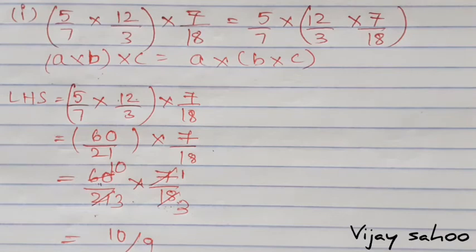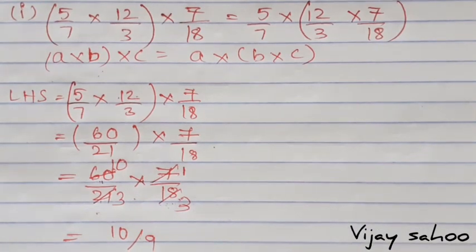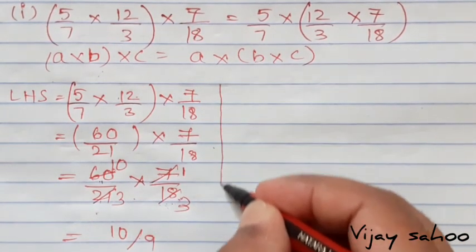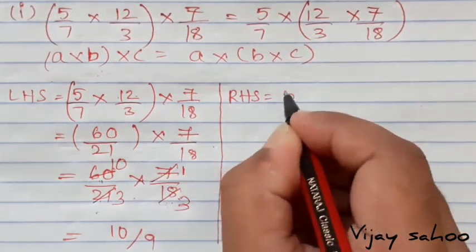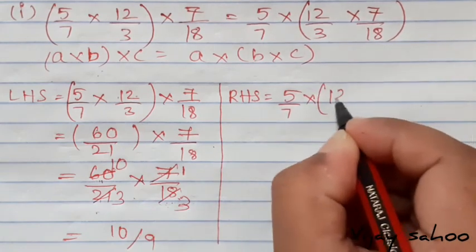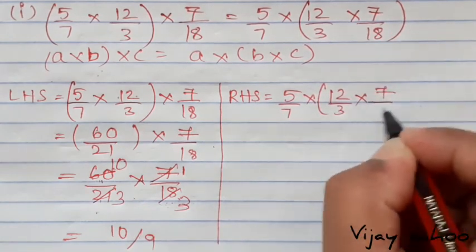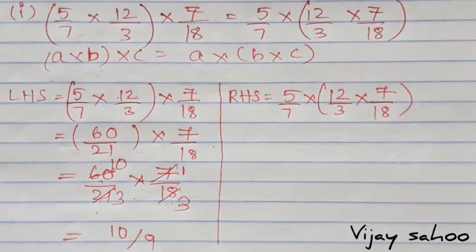Now we are going to deal with the right hand side, RHS. So what is the value? 5 by 7 multiplied by 12 by 3 into 7 by 18. Right?